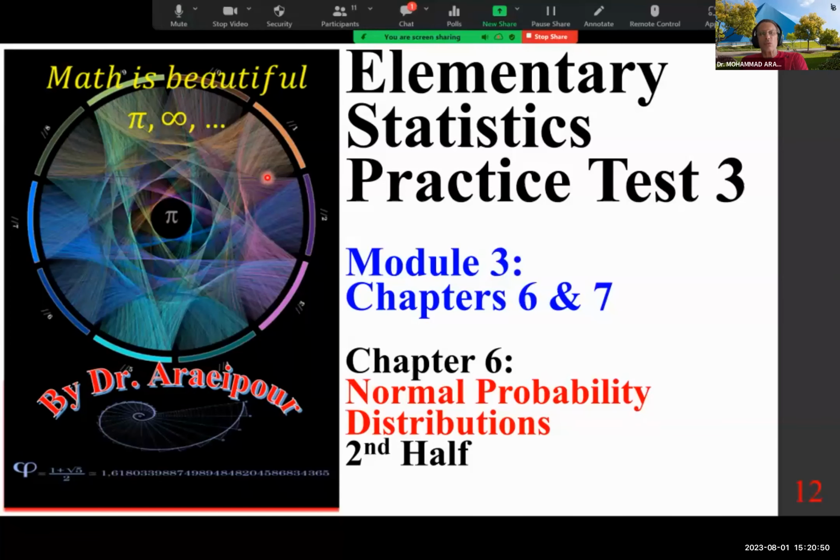Good afternoon, class. We are continuing with Module 3, practice test number 3, which covers chapter 6 and 7. We are looking at chapter 6, normal probability distribution. This is the second part of that.